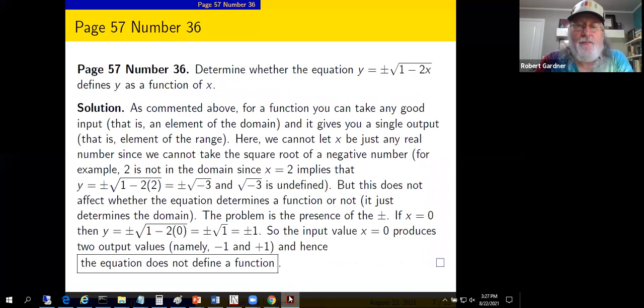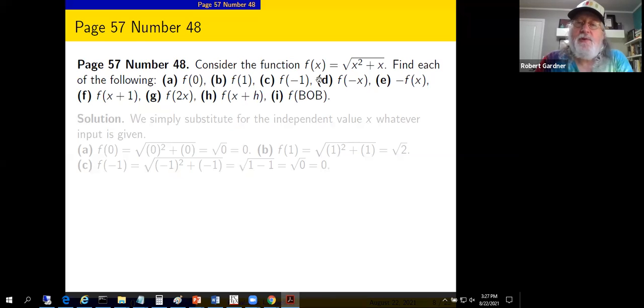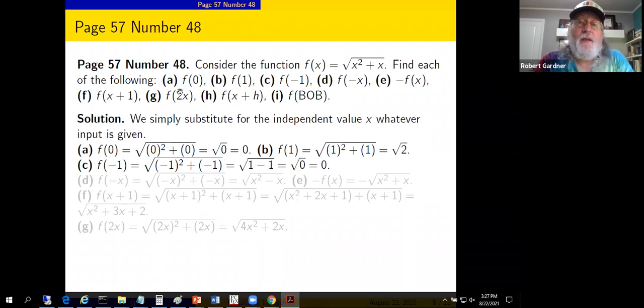Let's do another one. Number 48, here's a function. Evaluate it at a bunch of places. f of x is the square root of the quantity x squared plus x. Find each of the following. f of 0, okay? We'll plug 0 in for x and see what that simplifies to. That'll give us the square root of 0 squared plus 0. 0 squared plus 0 is 0, square root of 0 is 0. There's the answer. I didn't put little boxes around these. I'm going to cram a bunch of them on a single slide.